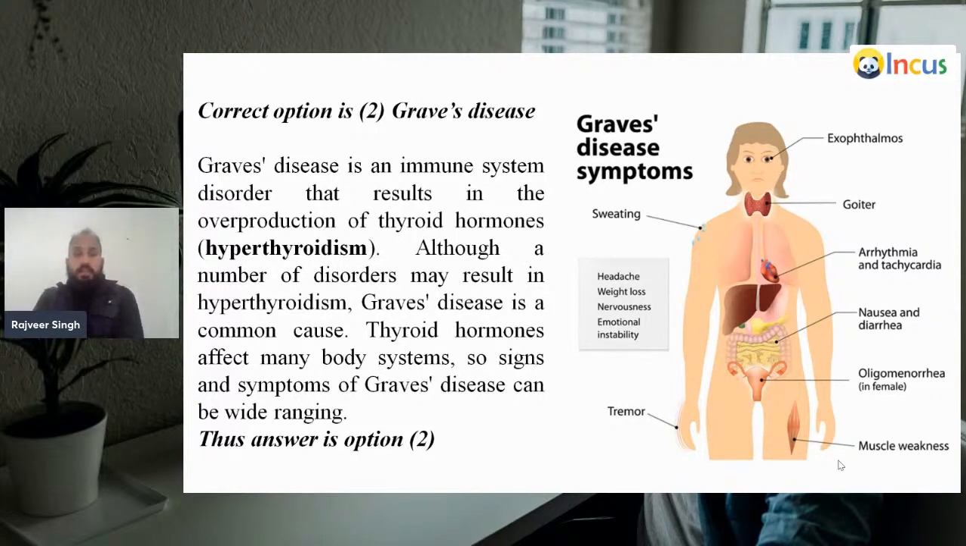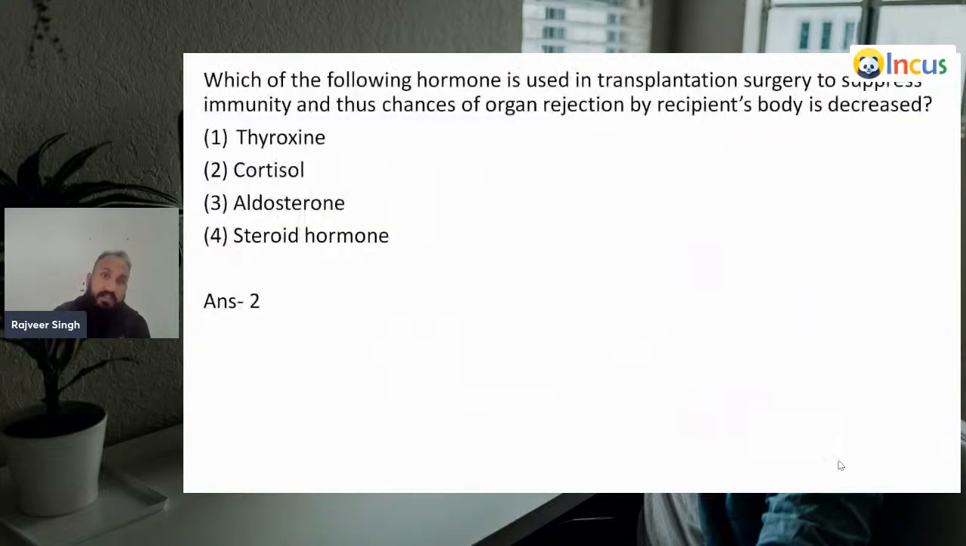Then after, Graves' disease is an immune system disorder that results in the overproduction of thyroid hormone, hyperthyroidism. Although a number of disorders may result in hyperthyroidism, Graves' disease is a common cause. Thyroid hormones affect many body systems, so signs and symptoms of Graves' disease can be wide-ranging. So the answer will be second, Graves' disease.